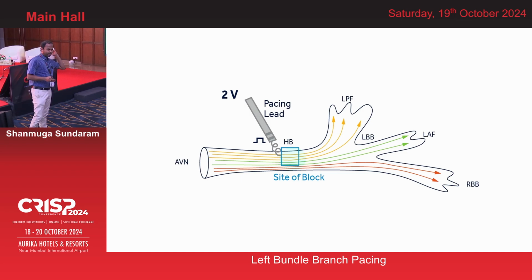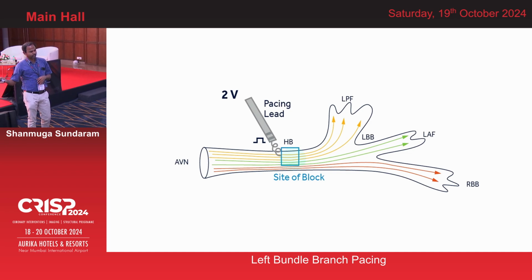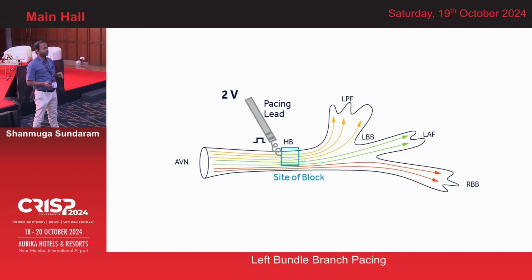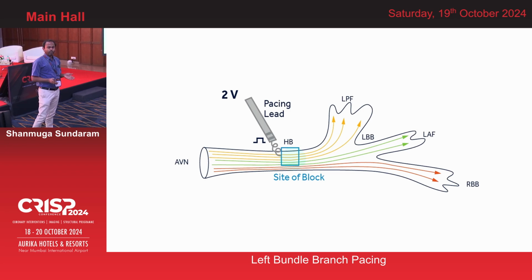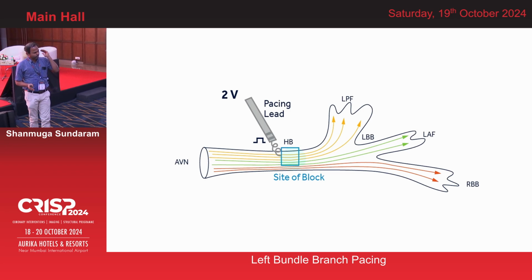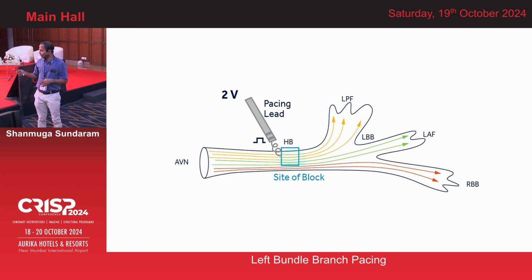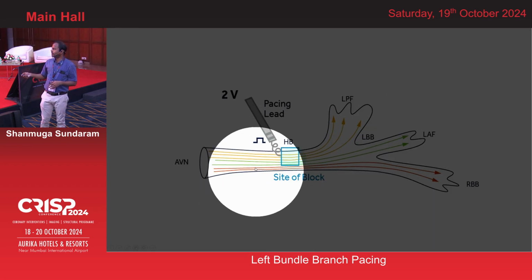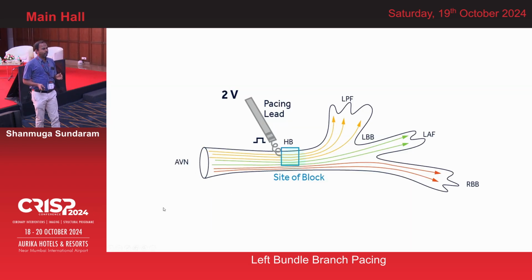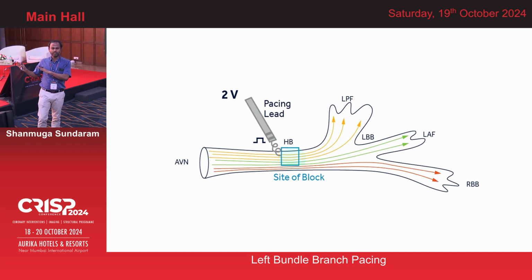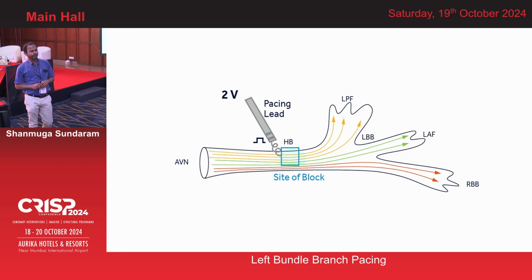So it is all happening within the His bundle itself. LBBP doesn't mean that the disease is within the left bundle only, and RBBP doesn't mean that the disease is in the right bundle. Majority of the patients will have disease within the His bundle. So all we have to do is identify the disease site and go a little distally to capture the disease-free segment of the His bundle. So this anatomy and physiology of the His bundle is very, very important when you want to do His bundle pacing.